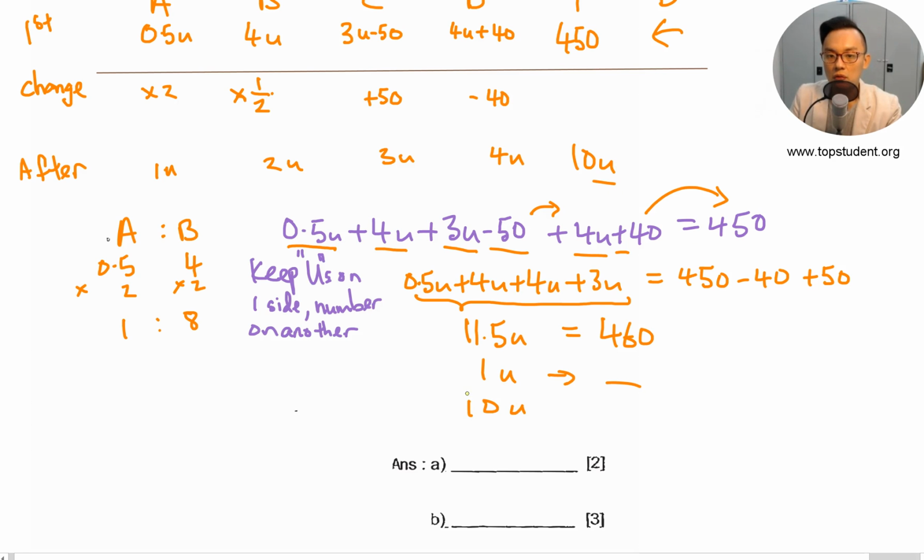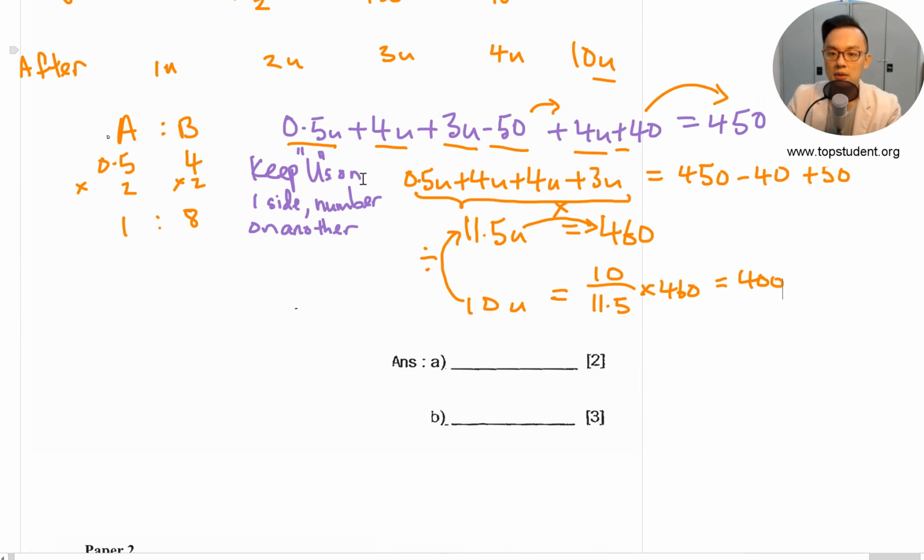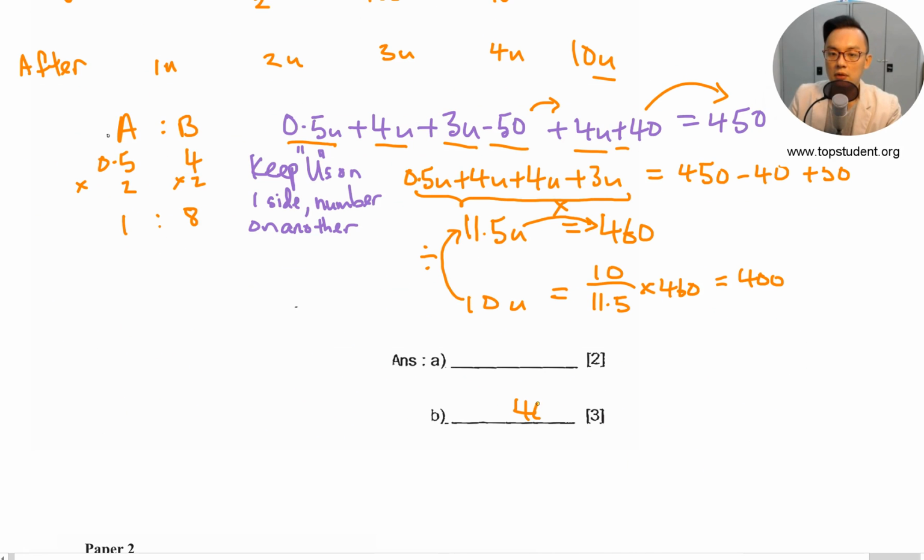So I can find 1U equals to a certain amount, but I know that I want to find 10U. So I just find 10U, I take this divided by this times this. I save the step of the 1U. All right, so let's just rub this away. So that's equals to 10 divided by 11.5 times 460 equals 400. So in the end, there was a total number of sweets in the end, there was 400 sweets. So 400 sweets. Please write down my units. And the ratio of A's to B is 1:8.